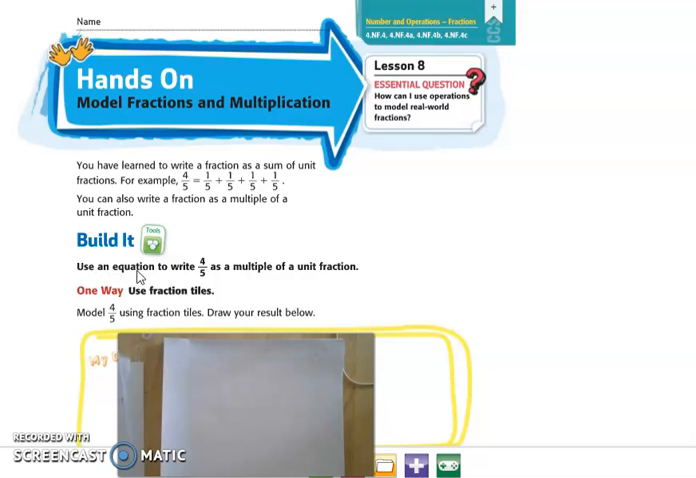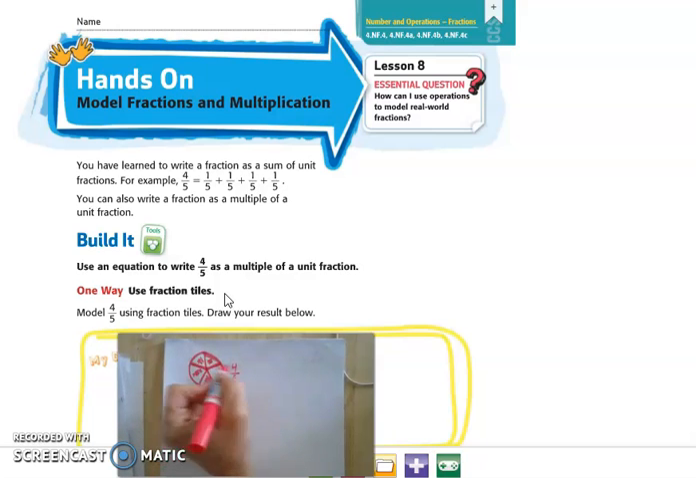So we're going to use an equation to write 4/5 as a multiple of a unit fraction. And it would be nice if we could use our fraction tiles, but we're going to make do with what we've got. So if I were going to draw my person, remember neck, arms, and legs. Then we get 1, 2, 3, 4, 5. Oh, that was a horrible try to make them equal. They should be equal. That wasn't very good. Okay, so I would be doing 1, 2, 3, 4. So that's 4/5.